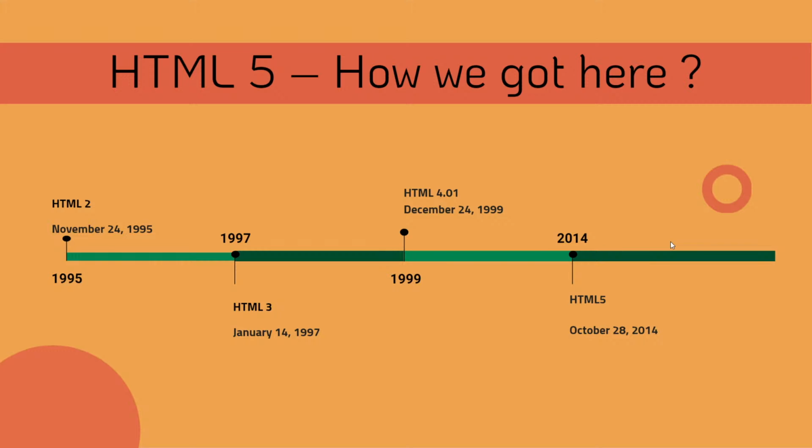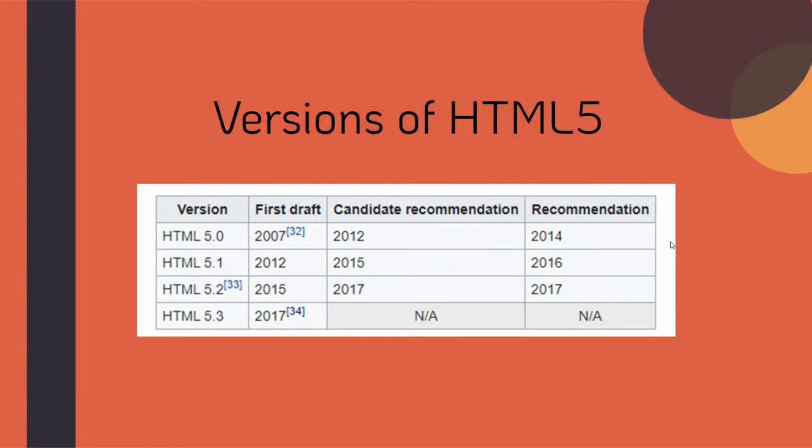We're going to have a look at the set of rules which are there with HTML5, and we're going to see what the documentation is that has the set of rules in HTML5. Right now, versions of HTML5. In the previous slide you talked about different versions of HTML, right, from 2, 3, 4.01 till 5. But do we have versions of HTML5 as well?